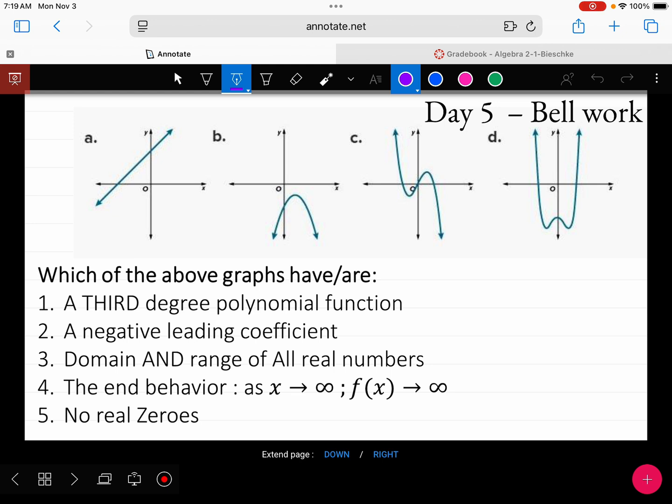Let's talk through some of these. What do we think about number one? Or about the first one? Which of these are third-degree polynomials or could be third-degree polynomials? What do you think? Which of these are or could be third-degree polynomials?